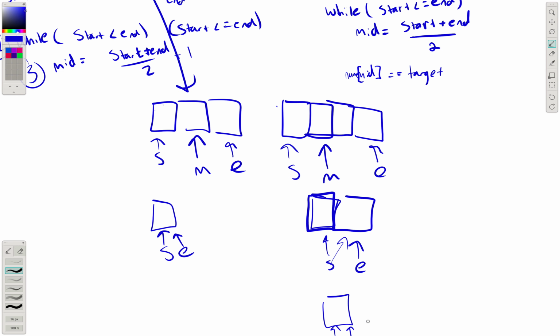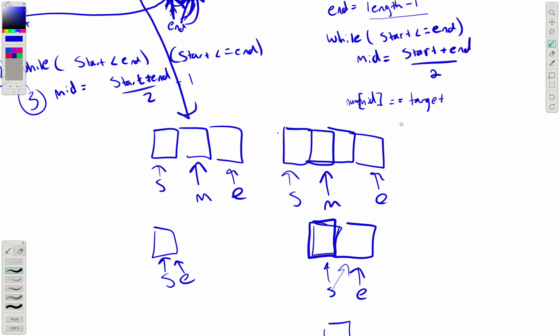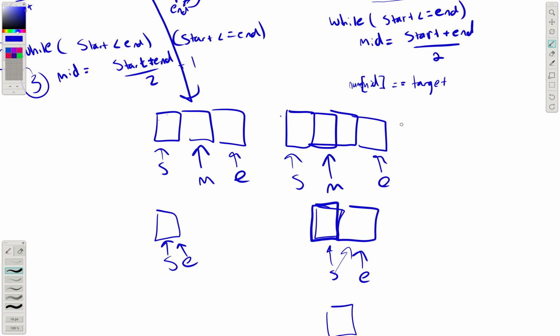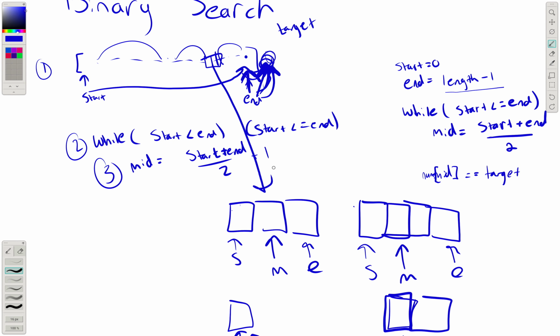So why is it important to do this check when start equals end? Well, here's something that I didn't realize, or I guess wasn't so obvious to me. It's the fact that start and end have really no meaning. They have meaning, but we're never really checking the start and end. We're only checking the value at the midpoint.